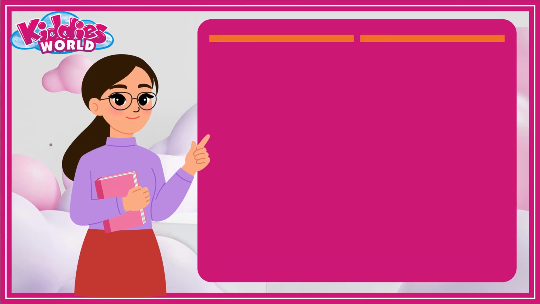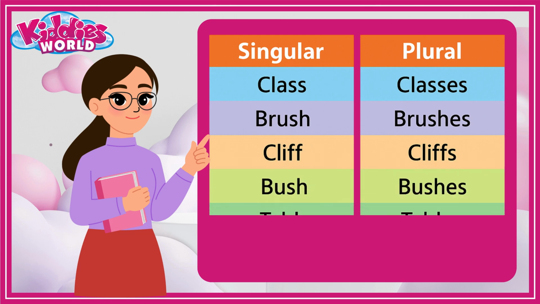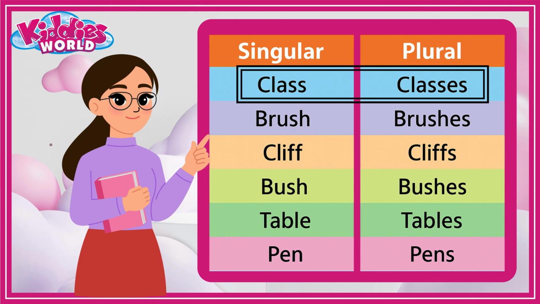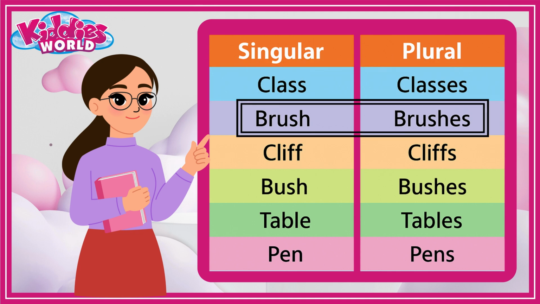Let's look at some more words. Row 1. Class is a singular noun. It means one class. When we have many classes, we say classes. That's the plural form. Row 2. Brush is one brush. Brushes means more than one brush. We add es at the end because it ends in sh.